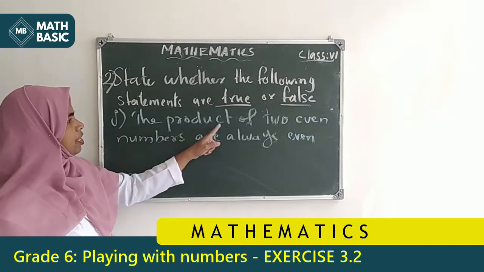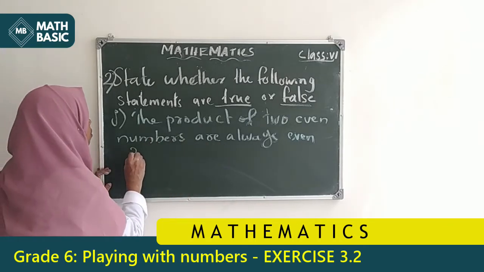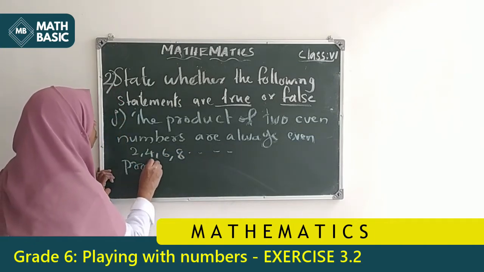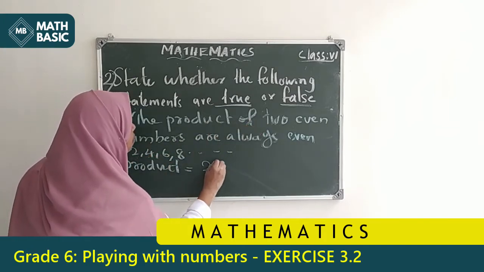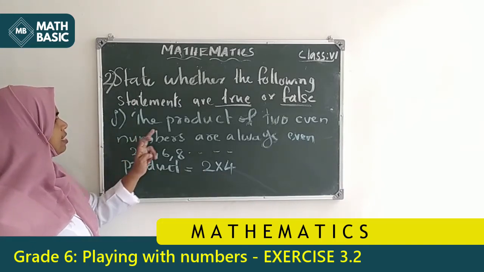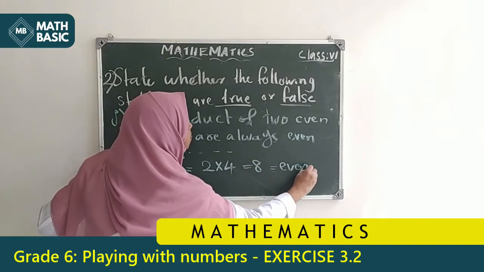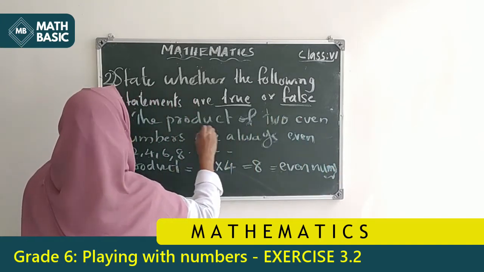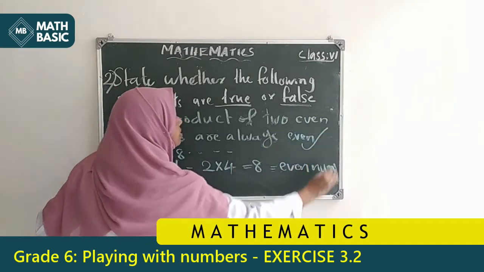The product of two even numbers is always even. Even numbers are 2, 4, 6, 8, etc. Take the product of two even numbers: 2 into 4 equals 8, and that is an even number. So this statement, the product of two even numbers is always even, is true.